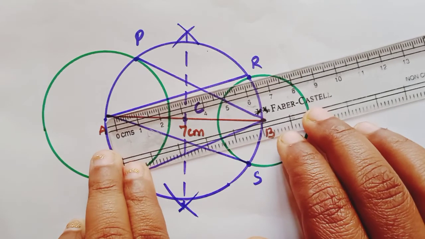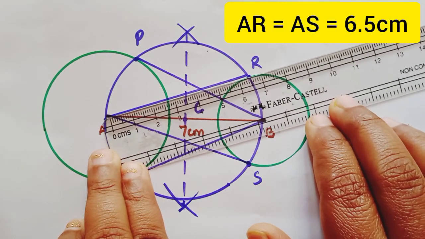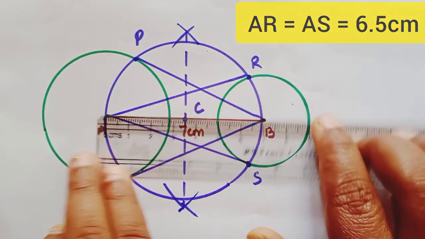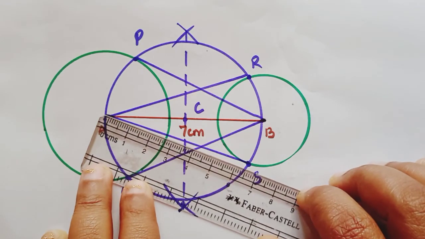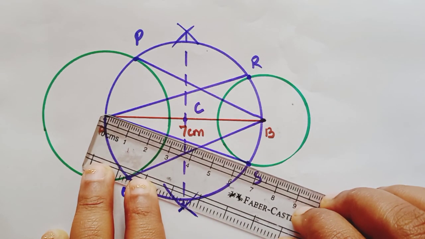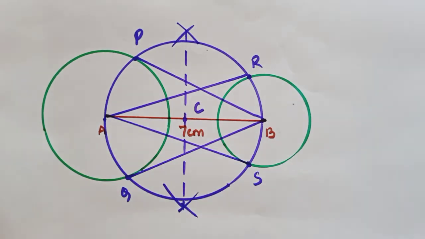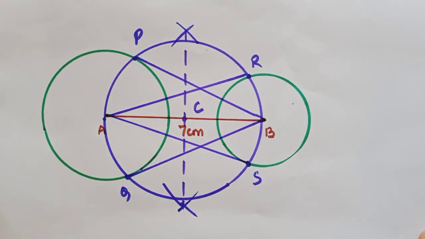Then we will see what is AR. Yeah, that is also 6.5. Here this is also 6.5. So this is how you need to construct.